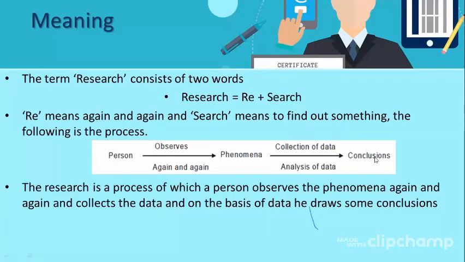Based on that, we know whether rainfall has increased or decreased over the past couple of years. Based upon that, we can conclude ultimately that yes, climate has changed, or no, climate has not changed, whatever it is. For that, we are observing it again and again.